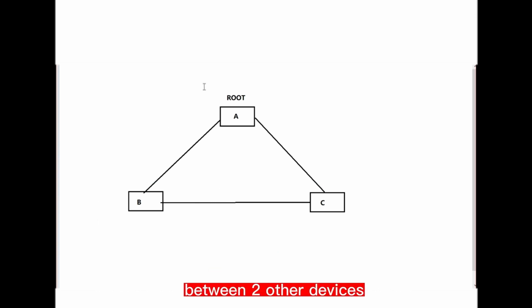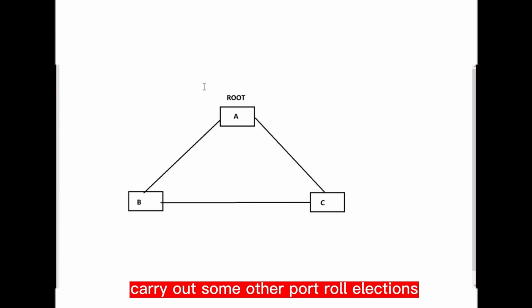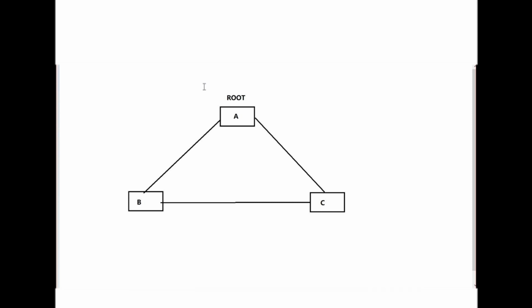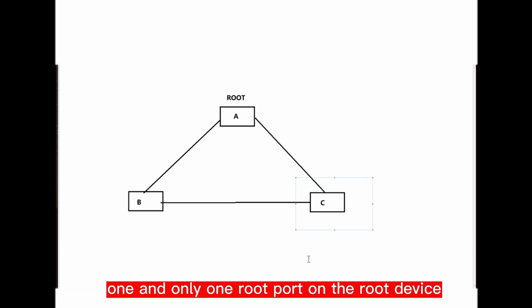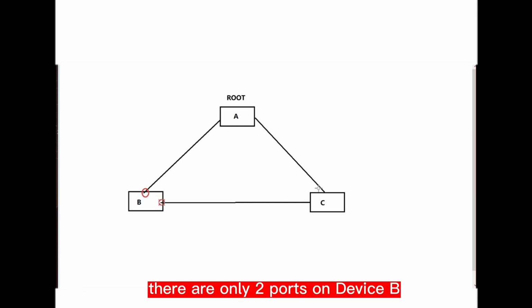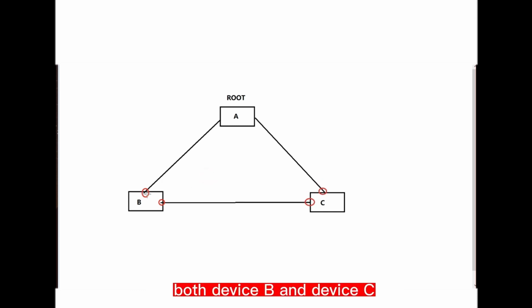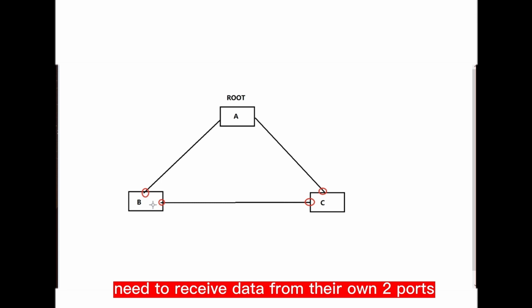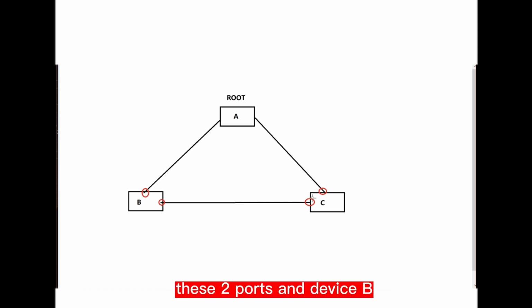Between the 2 other devices, we carry out some other port role elections. There is no root port on device A, instead of having one and only one root port on the root device. That is, there is a root port on each of device B and device C. There are only 2 ports on device B. There are only 2 ports on device C. Both device B and device C need to receive data from their own 2 ports and choose a port to be the root port. That is, one of these 2 ports in device B must be the root port. There must be a root port in device C.